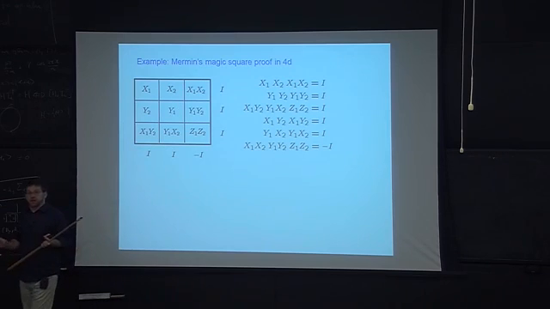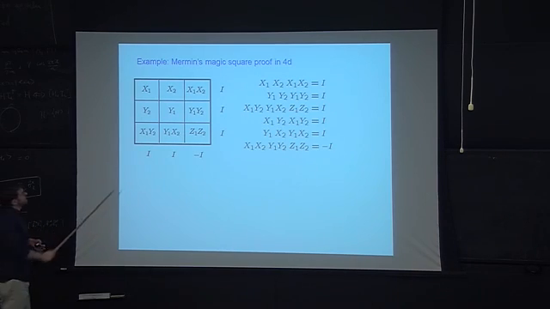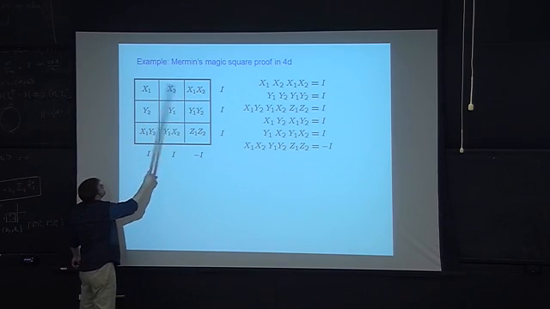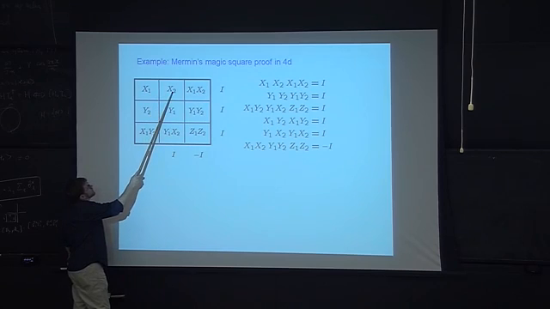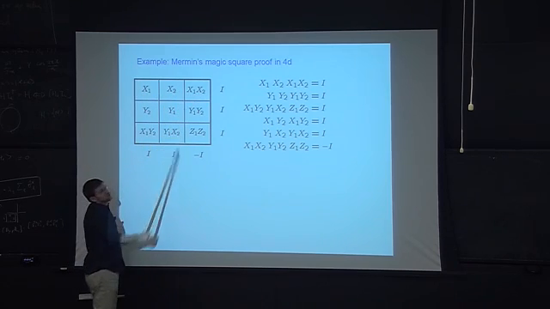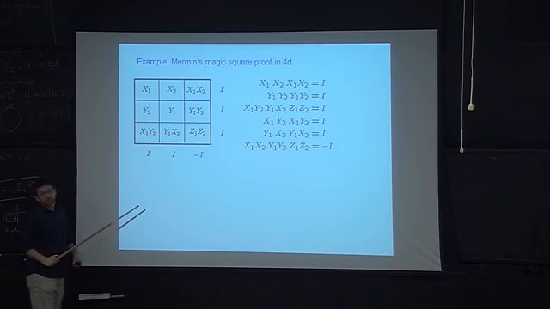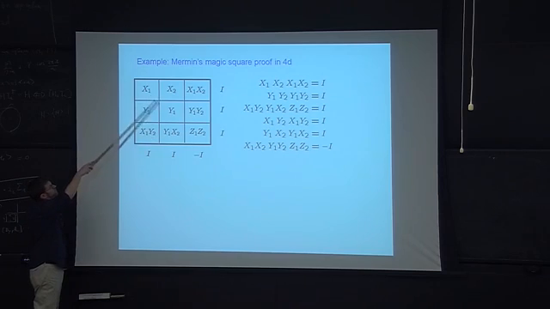That measurement returns a value, plus or minus 1, which tells you about the correlation between x1 and x2. So either they're correlated, plus 1, or anti-correlated, minus 1. And what you find is that in this square, the observables in a row commute with one another. So x1 commutes with x2, and each one of them commutes with x1 tensor x2. Similarly here, this one's a little bit harder to see, but using the commutation relations of the Paulis, you can verify that these 3 guys commute as well. And similarly, all the columns form commuting sets.